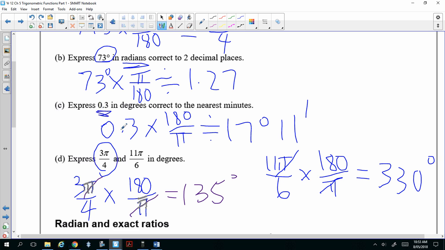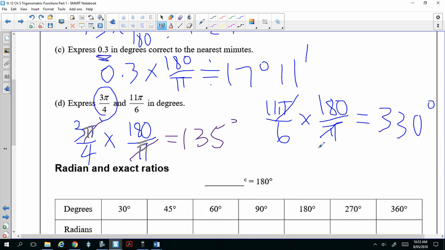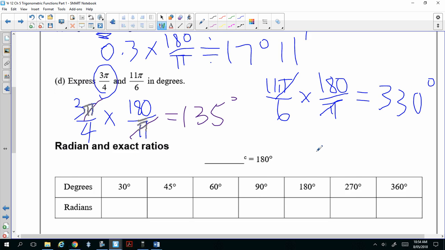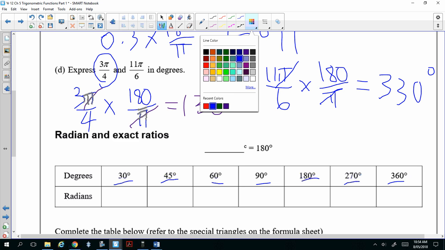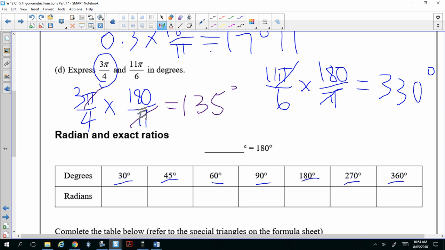Alright, the next bit is very important. We need to know some exact ratios because in trigonometry, some angles are used more often than the others, like the special triangle, the 30 degree, 45, 60, all these are very important. So the same thing, radian, we need to be able to recognize them very quickly. So 180 is again pi, right? 180 is pi.